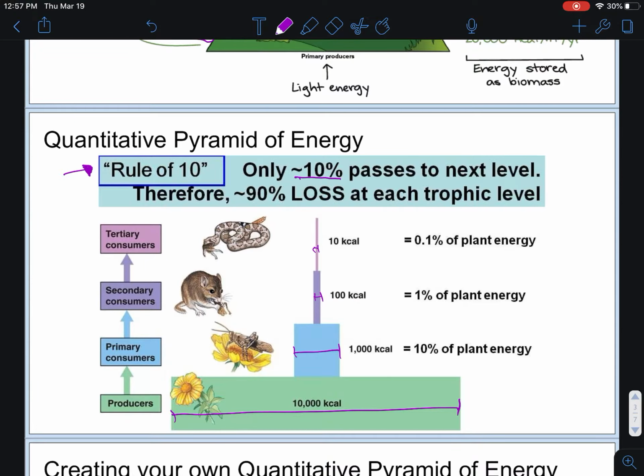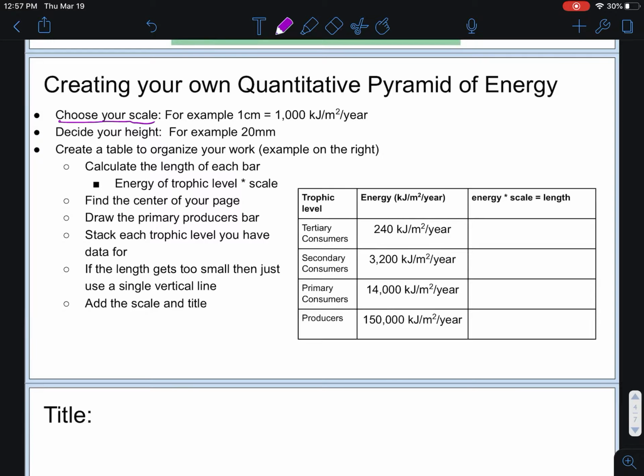Let's create our own. To create your own, the IB would expect you to be able to give you some data, and then for you to calculate the size of each bar, and then graph them out. First, you have to choose your scale. For example, 1 centimeter equals 1,000 kilojoules or kilocalories per meter squared per year.